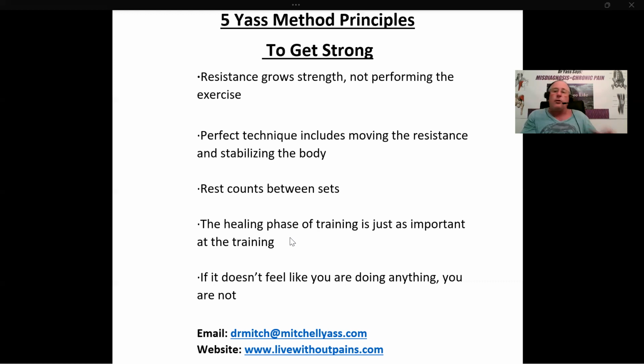Monday, Wednesday, Friday, or Tuesday, Thursday, Saturday. That's giving it that nice 48-hour period for the muscle to heal, which then prepares it and makes it ready to be in a position to adapt to the next time that resistance is going to be applied. And without the healing, the potential for straining increases dramatically.